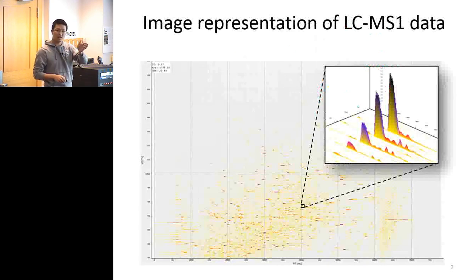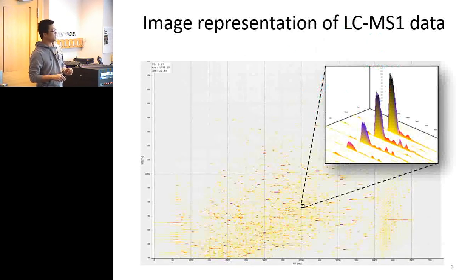Once we acquire a lot of MS1 scans, we plot them as an image. You can think of this as the liquid chromatography mass spectrometer data image, and each dot here represents one peptide signal.